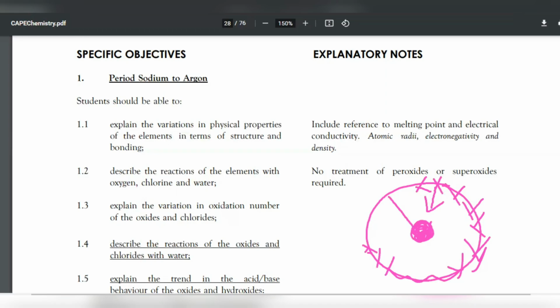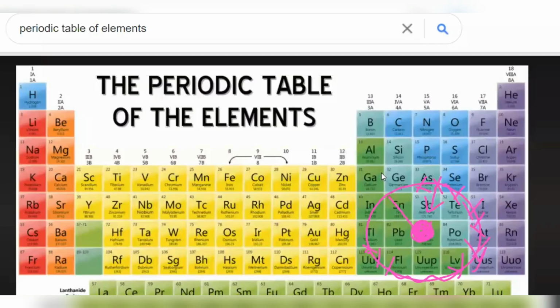How does the magnet get bigger? It gets bigger because you're adding protons to it. And the protons are being added as you move across the periodic table. So as you move across the periodic table, the atomic radius decreases and the electronegativity increases, okay? The electronegativity increases, meaning that chlorine has a greater love for electrons than sodium. And as a result of that, the atomic radius decreases, okay?